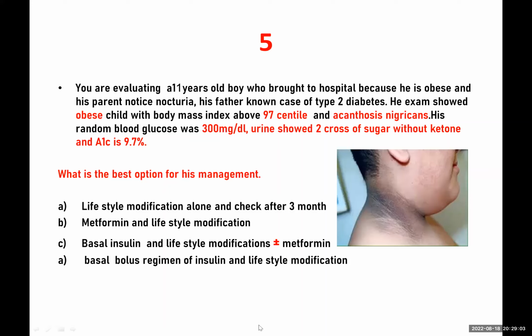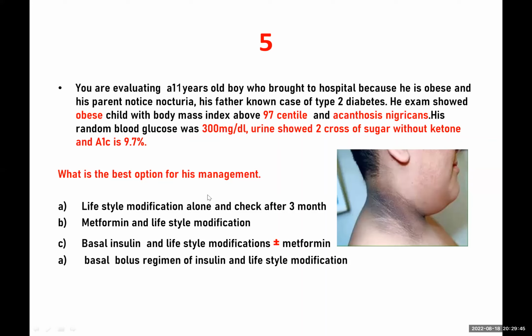So now our child is in the second group, A1C more than 8.5 and his blood glucose is high with no ketone. This group of children, you need to start them on basal insulin plus lifestyle modification, plus or minus metformin. You can start metformin or add it later on. But if the child presents with an A1C less than 8.5 without severe hyperglycemia, then you can start metformin and lifestyle modification from the beginning. Those who present with DKA, you start them on basal bolus, rapid and long-acting insulin, till clearance of ketone.